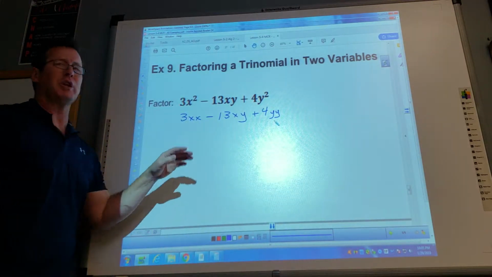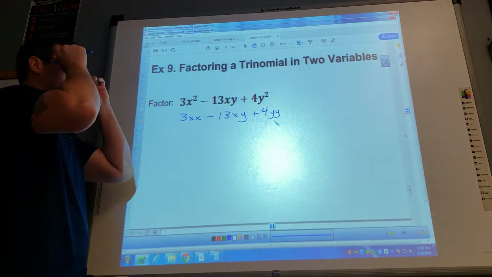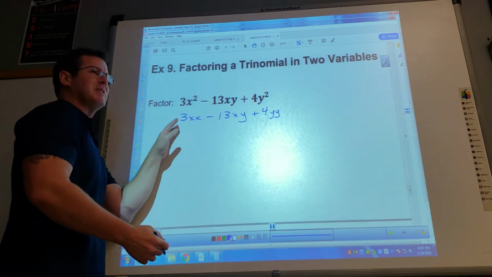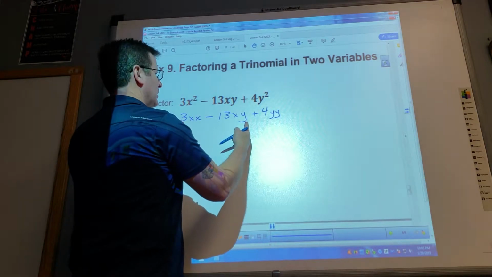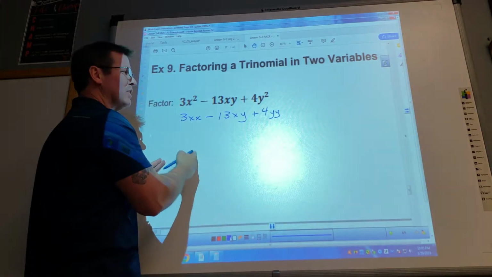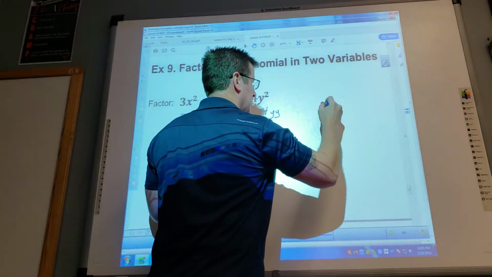You know what? I'm still going to use my AC chart. I'm still going to be able to factor this, and I'm still going to find success. What do I need to do? Do they have anything in common? No, nothing factors out. So guess what I'm going to do? I'm going to go straight to my chart.